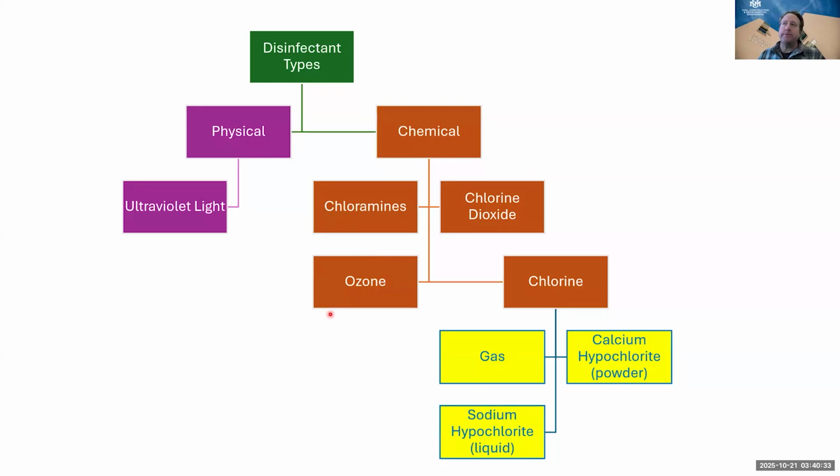to protect the distribution system. And then finally, we talked about chlorine, and we talked about 100% chlorine, which is gas chlorine. And then we talked about both of these hypochlorite salts: calcium hypochlorite, which is our powdered or tablet chlorine, and sodium hypochlorite, which is a liquid chlorine.